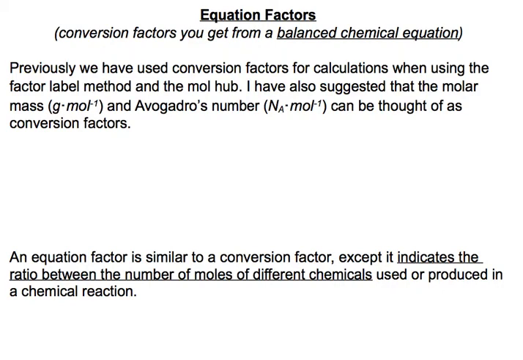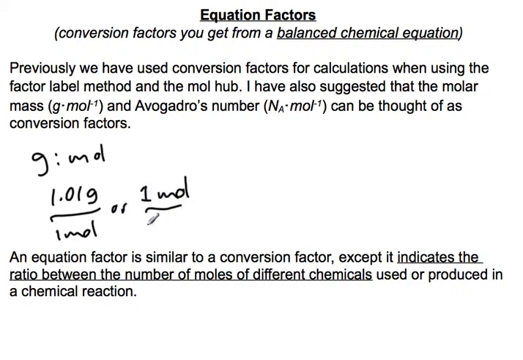So as I said, I call these equation factors, and you're familiar with conversion factors. We've already looked at conversion factors like the molar mass. If you remember the molar mass, it's simply a ratio of a certain number of grams to moles. And we see that represented as, for example, with hydrogen, 1.01 grams per 1 mole. Or we could list that as 1 mole per 1.01 grams.